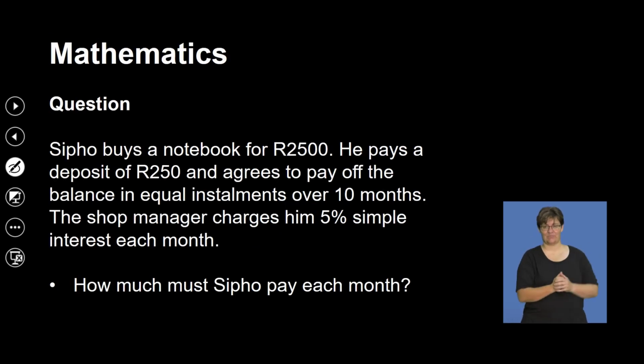Now, Sipho buys a notebook for 2,500. He pays a deposit of 250 rands and agrees to pay off the balance in equal installments over 10 months. The shop manager says, I'm going to charge you simple interest of 5% each month. How much must Sipho pay each month?